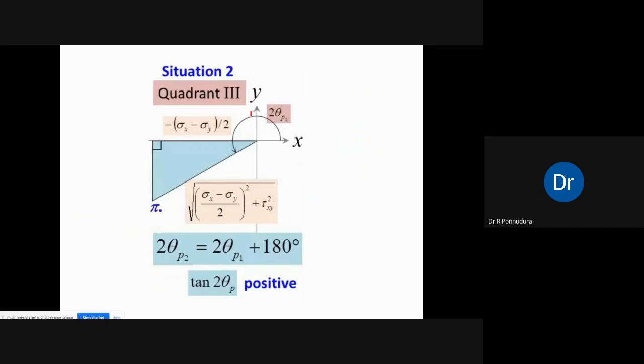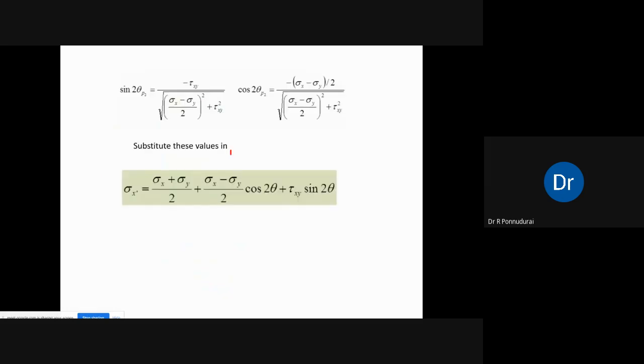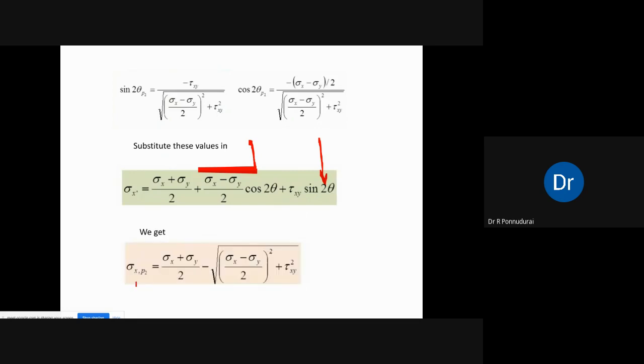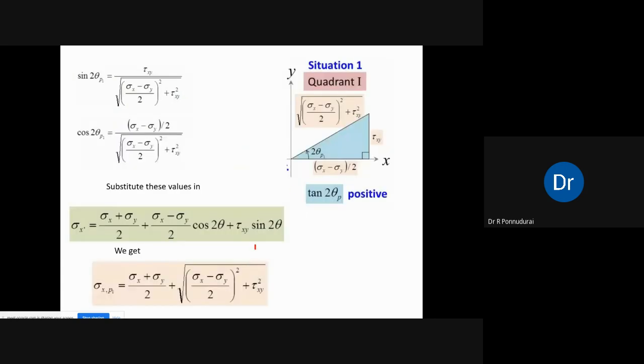In the same way, for the third quadrant we may also have 2 theta. The triangle becomes this way. Here we have tau xy, and the adjacent side becomes negative, negative sigma x minus sigma y by 2. The hypotenuse is one. From this angle, you can again calculate sine 2 theta and cos 2 theta, and substitute these values in this equation. You get the minimum principal stress, sigma p2. So from the first quadrant, we get the maximum value, and from the third quadrant, we can get the minimum.